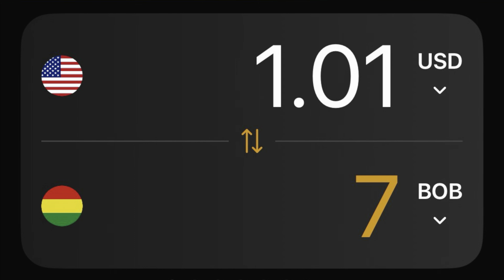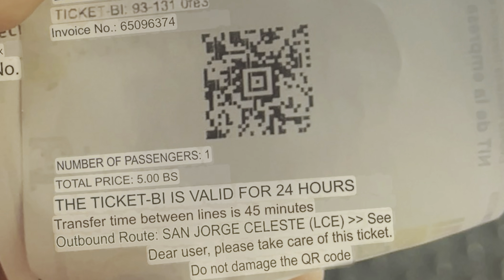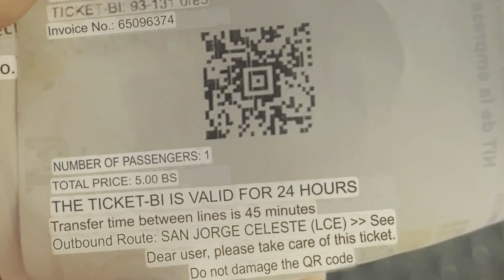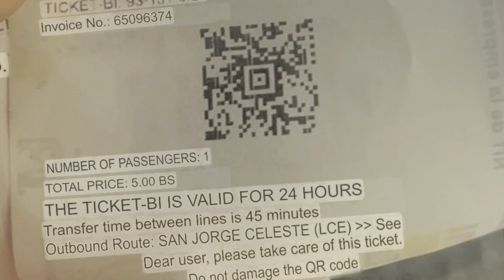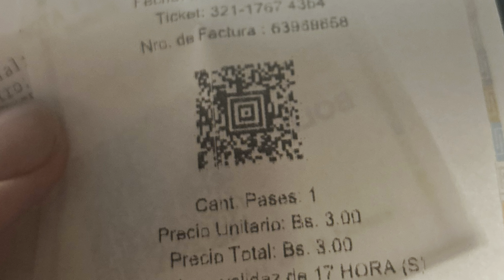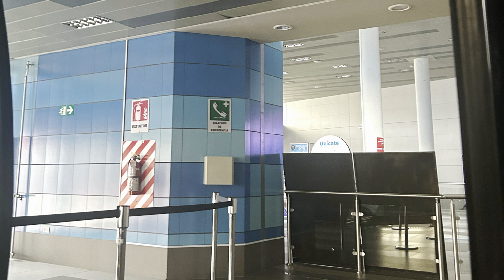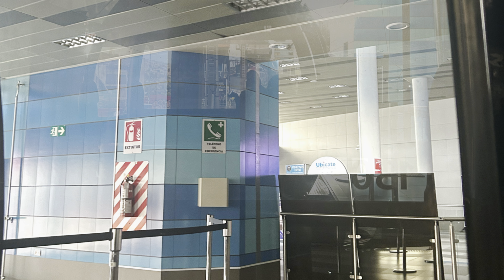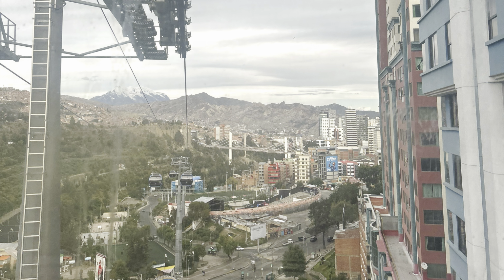Once you pay for your ticket, you do get a paper ticket with a QR code. You go to the barriers, you scan the QR code on the QR code reader, and then the barriers will open for you. Now, it is important to note that if you are transferring between lines, do not lose your ticket with the QR code, because you need that exact same ticket with the exact same QR code to get through the next set of barriers when you transfer lines.